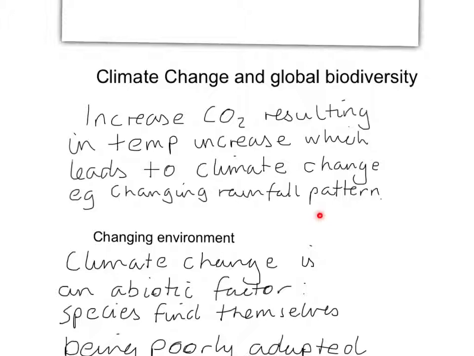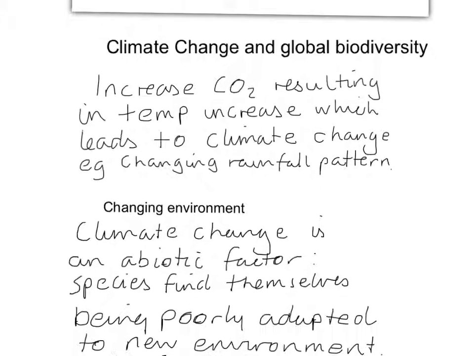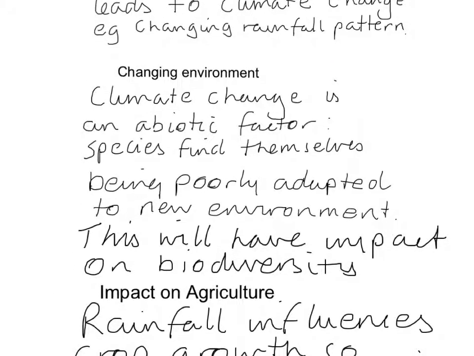So if you change climate, that changes the environment for organisms, be they plants, animals, or whatever. So this changing environment could result in changes in biodiversity. Climate change is an abiotic factor, and as a result species find themselves being poorly adapted to the new environment, and this will have an impact on biodiversity. It could be either a positive, increased biodiversity, or decreased biodiversity.